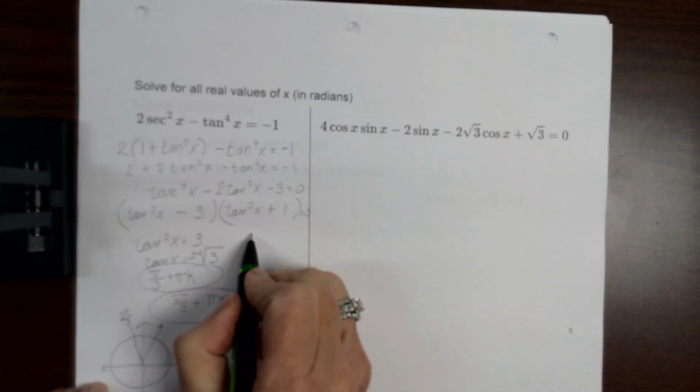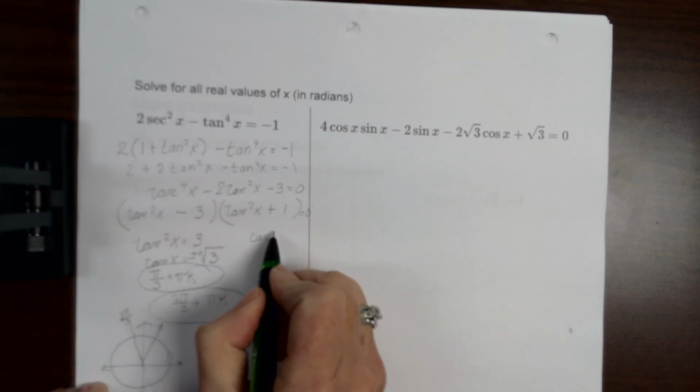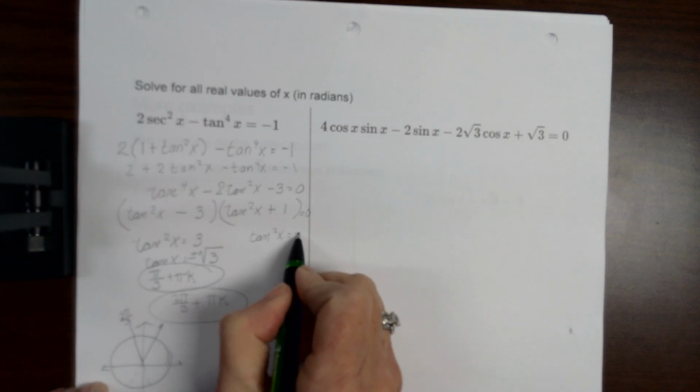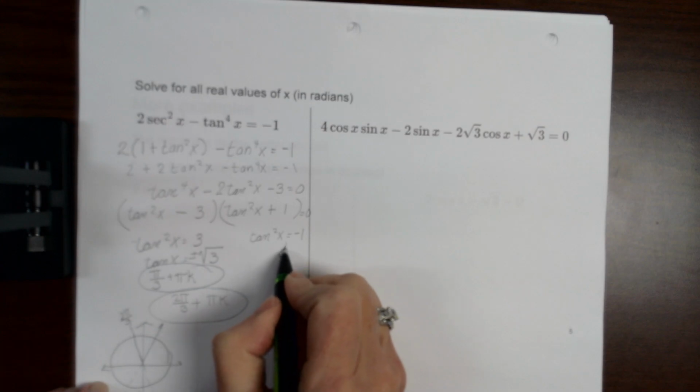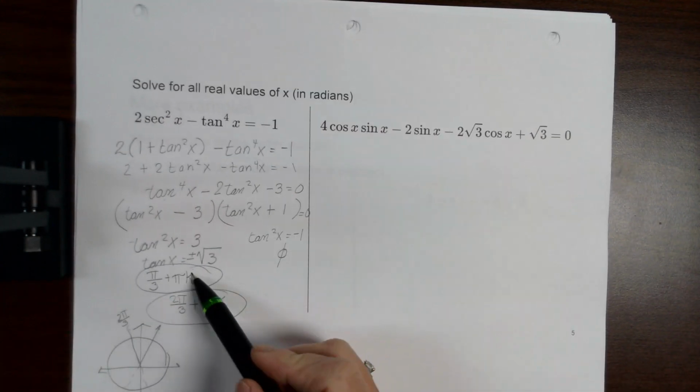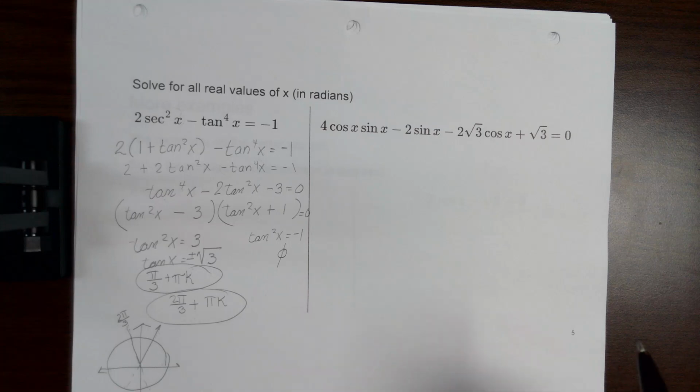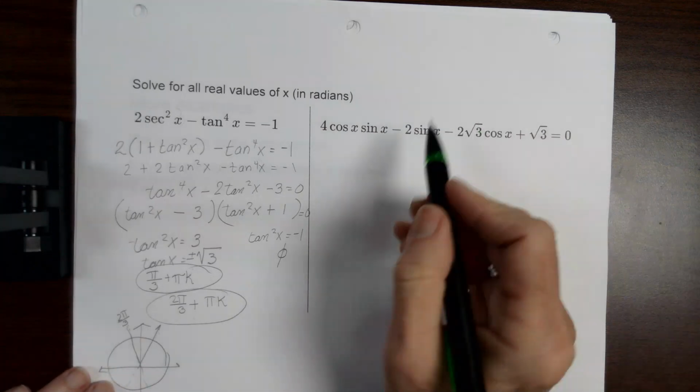Then I come over here. I have the tangent squared x is equal to -1. Well, I can't take the square root of a -1, so the answer there is empty set. So the only two answers are here and here. All right, let's do this one.